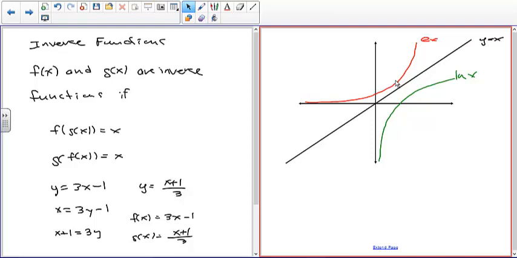And what's the other one? There's another thing about inverse functions. I can't think of what it is now. Okay.